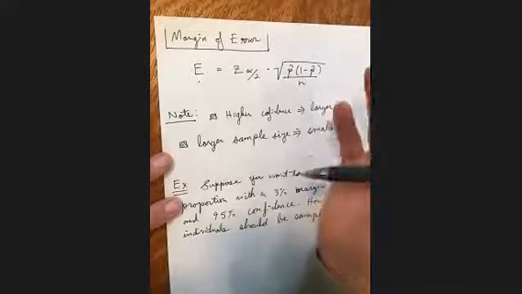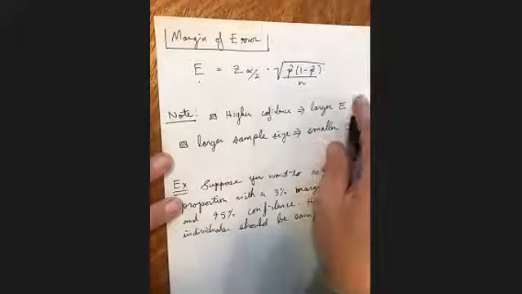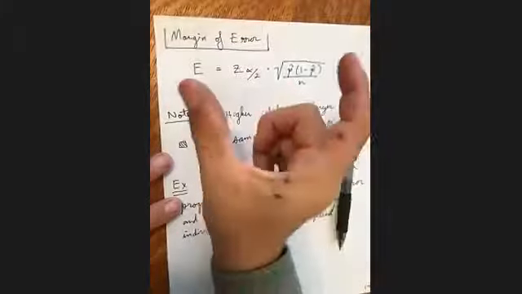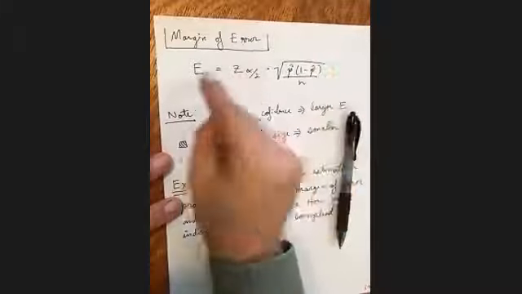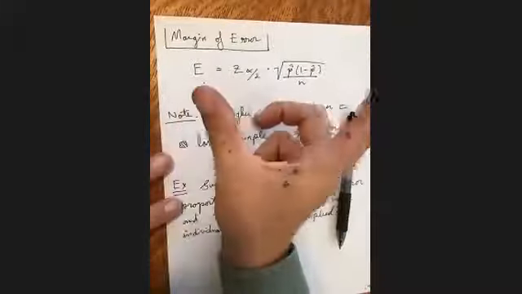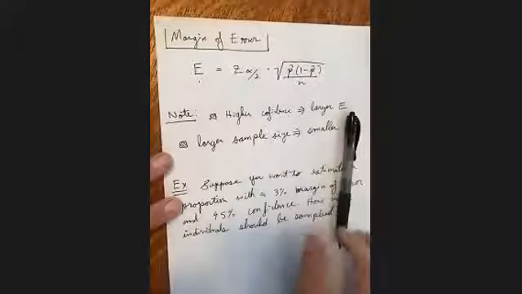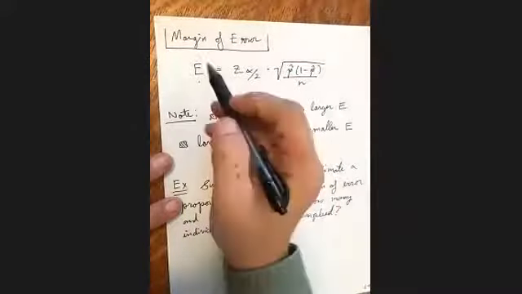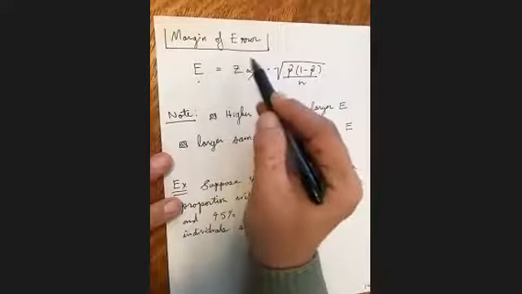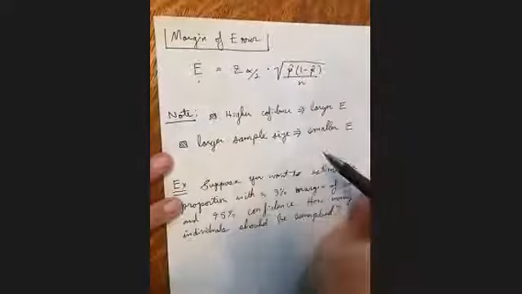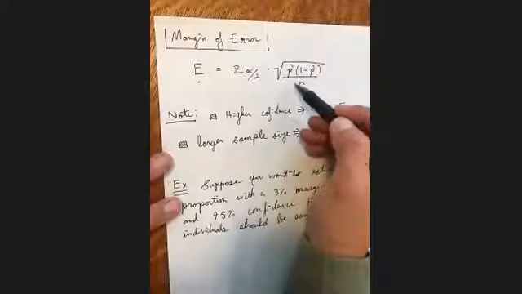So it stands to reason that depending on the size of the margin of error, the interval will change size depending on how big or small the margin of error is. A larger margin of error means a wider interval. A smaller margin of error means a narrower interval. But the margin of error depends upon the confidence, which comes from the critical value, and it also depends upon the sample size.